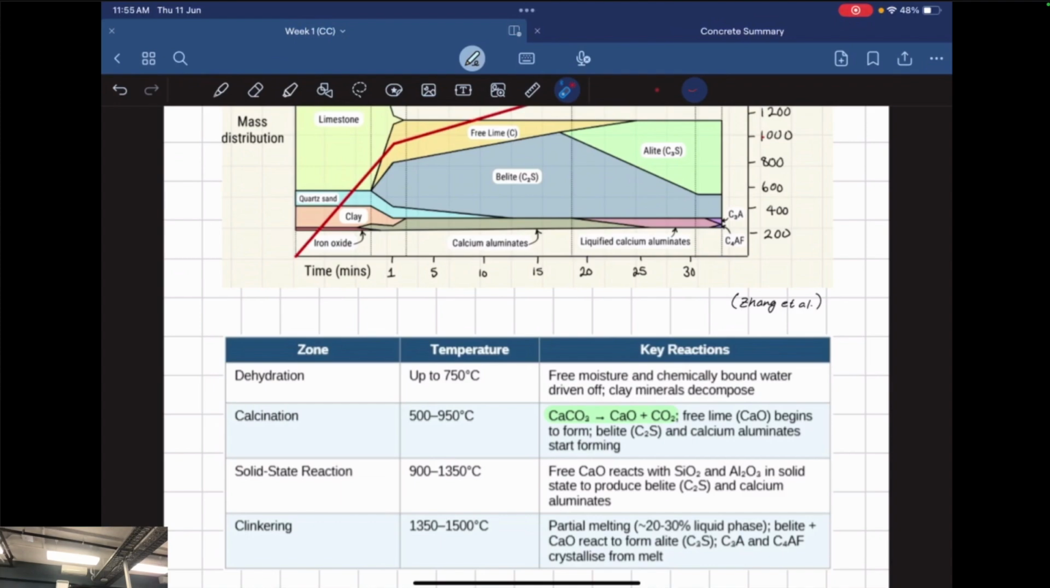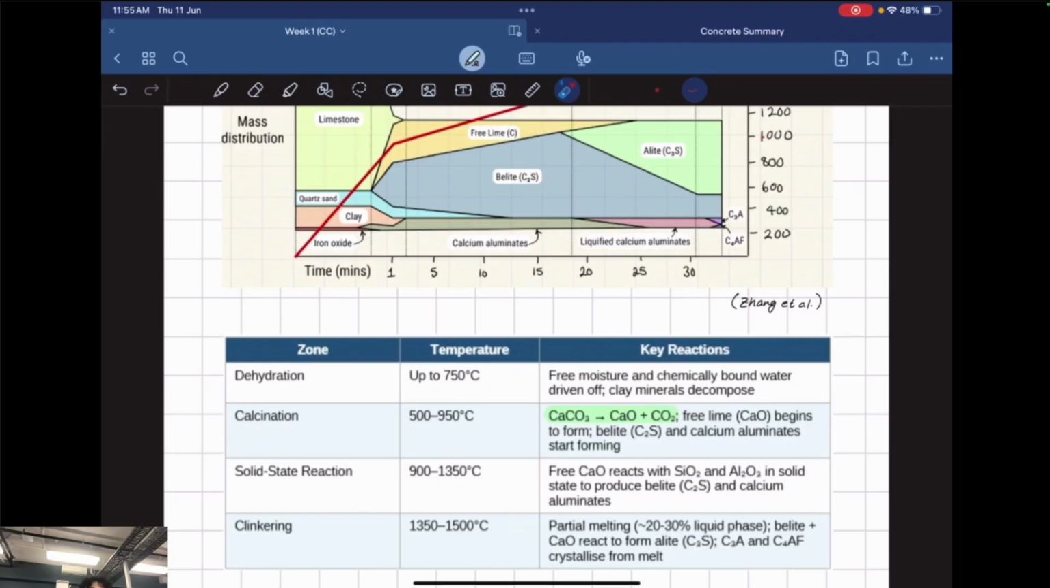So in our first zone, the chemically bound water and the free moisture, so pretty much our evaporable water and non-evaporable water, gets evaporated, and our clay minerals start to decompose. Our second part is calcination. I've highlighted this equation because it's actually a pretty important equation. At this point, I think this is where it actually starts to lose a bit of mass due to the carbon dioxide leaving. I'm pretty sure that's right. Because the carbon dioxide gas is leaving during this zone, the overall sample just loses a bit of mass.